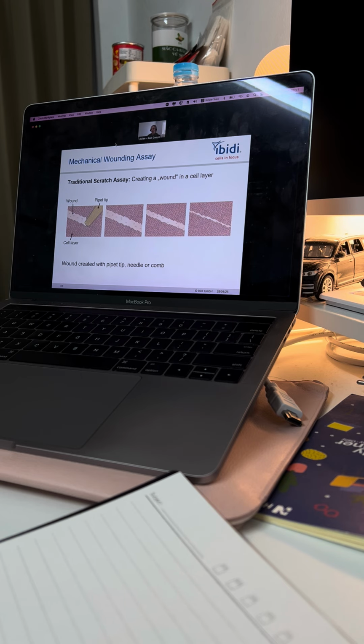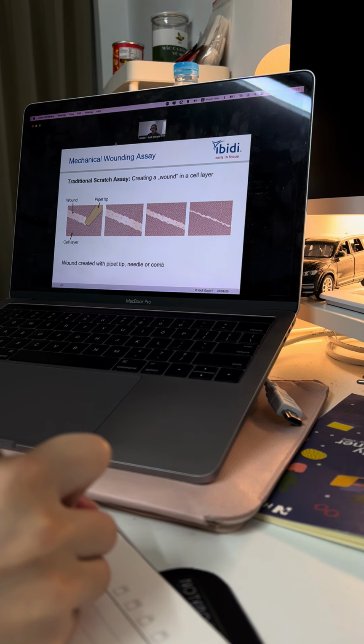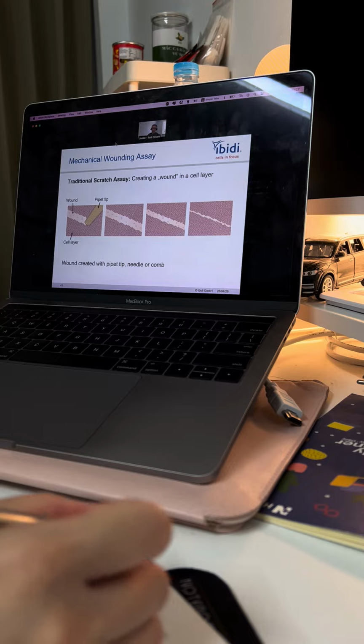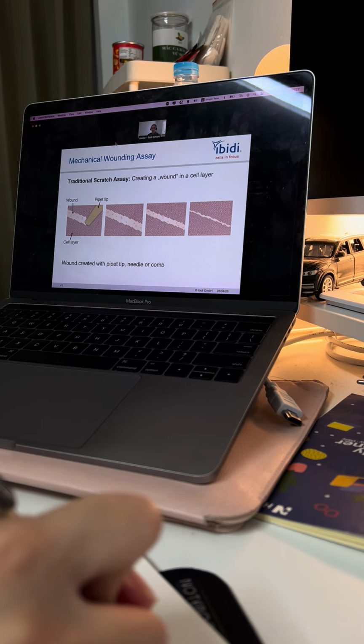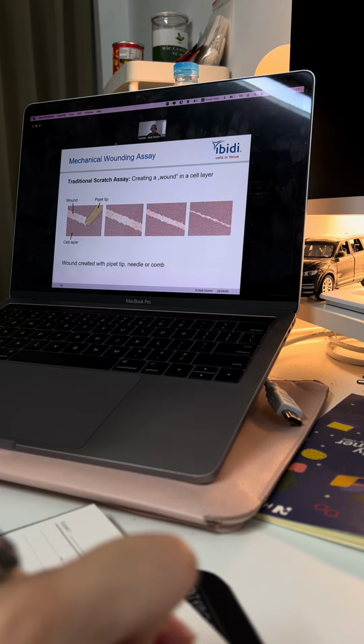In a typical mechanical scratching assay, cells are allowed to grow until they reach confluency, and a mechanical wound is then created by physically scraping the cell monolayer. The scraping can be performed using, for instance, a pipette tip, needle, razor, or something similar if you want to create a single scratch. Or you can also use a plastic comb for creating multiple scratches simultaneously.